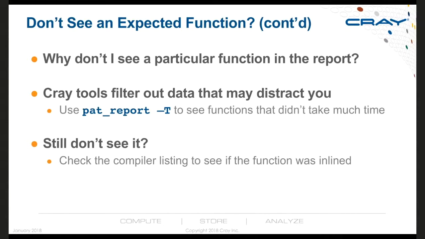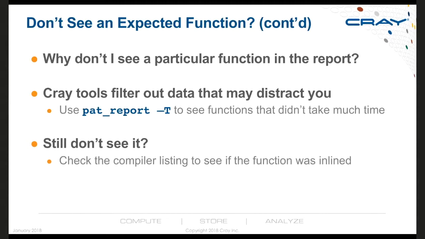So you can say pat_report -T, and then you'll see all functions, and it should show up unless it was inlined. If your function is not there and you really want to know where it fits in the grand scheme of how much time all the different routines took to execute, go ahead and run pat_report -T. You're going to get more information because you're going to get a line item for every function in your application, but that's fine. It's something that you can manage depending on how you want to see things.